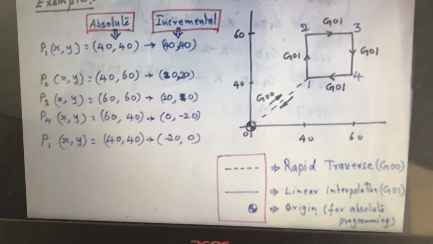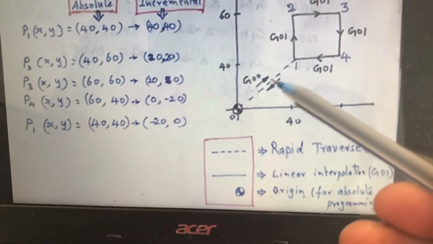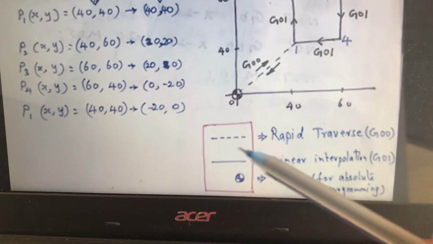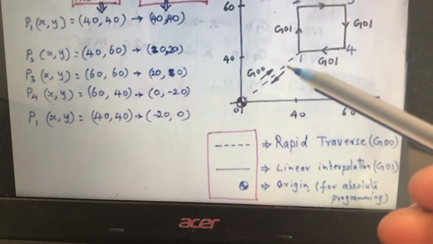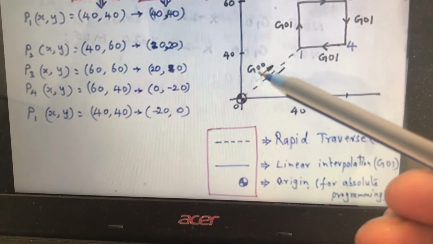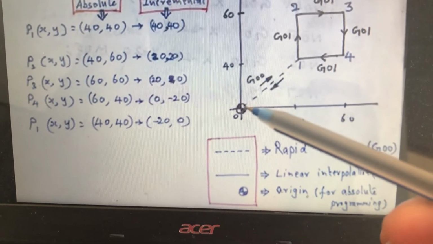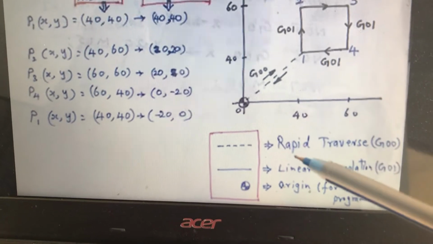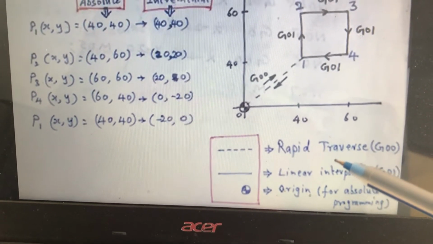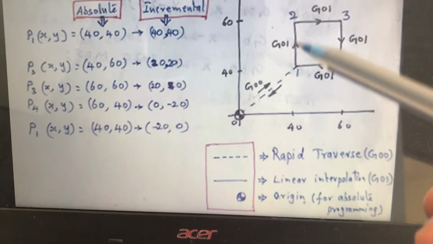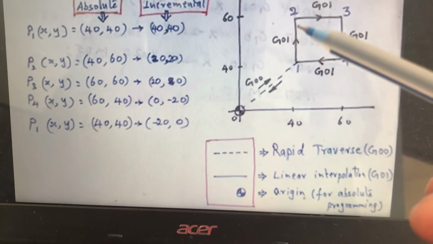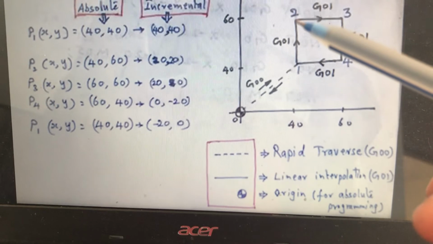Second point, I want to tell you what is this broken line and what is this solid line. The broken line represents the tool moving without cutting. I have given you a code called G00. Without cutting means it moves fast, rapid travel, as I told you yesterday. And a solid line means the tool is undergoing the cutting process. The tool is removing material from the given workpiece.